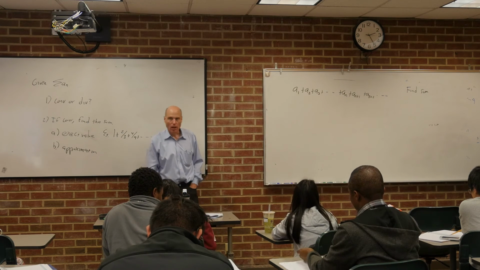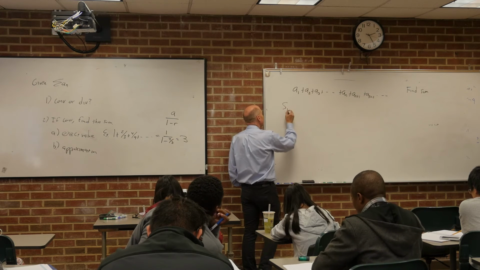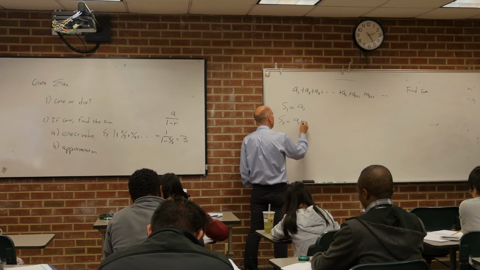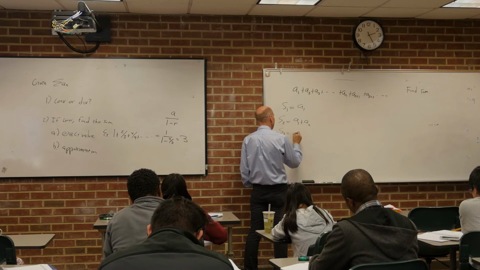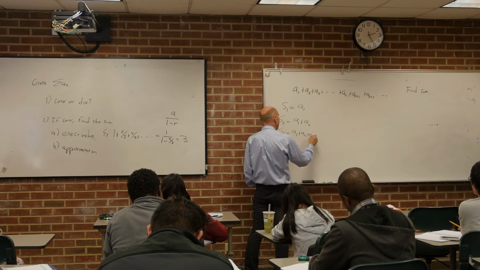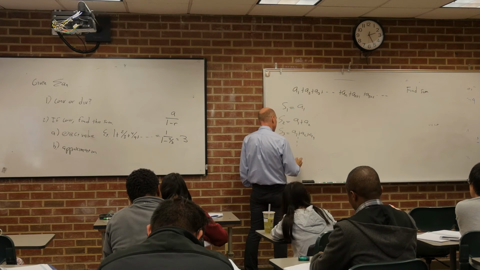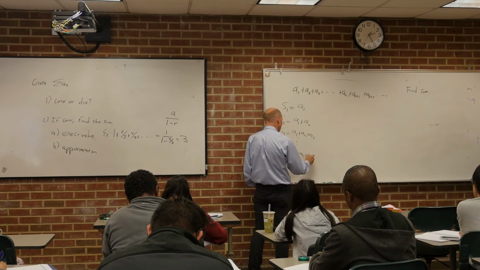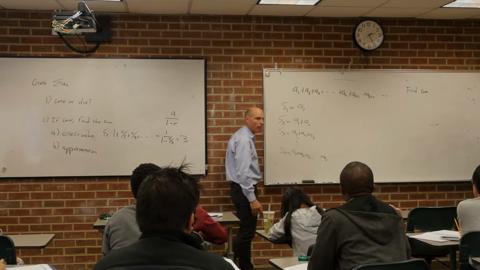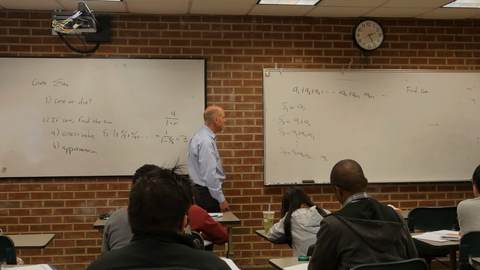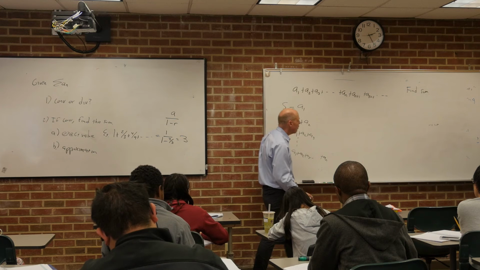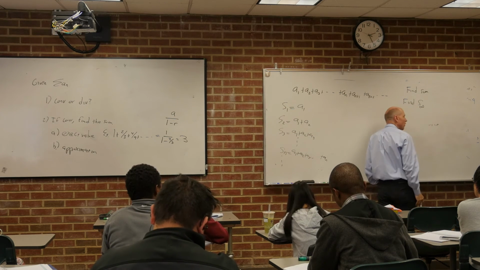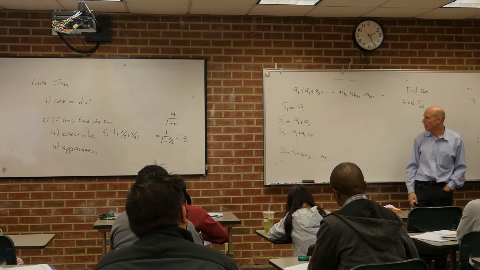Typical problem. The way we approached this was we said S1 is A1, S2 is A1 plus A2, S3 is adding the first three together, and Sn is adding the first n. And so when I'm asking you to find the sum, I'm really asking you to find S infinity.